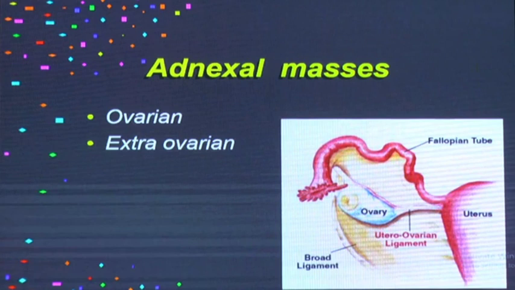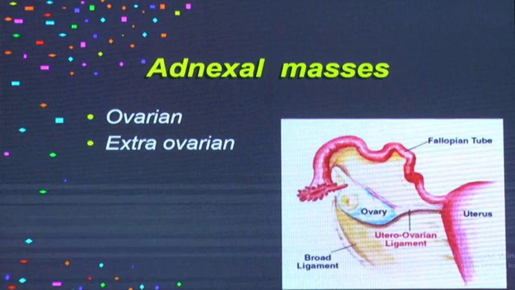Then these are about the uterine masses. Then the adnexal masses may be ovarian or extra-ovarian. The ovarian are the commonest. The extra-ovarian means they are either arising from the fallopian tubes, or from the round or the broad ligaments.